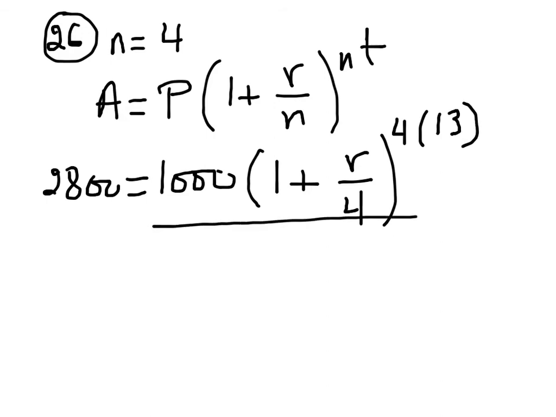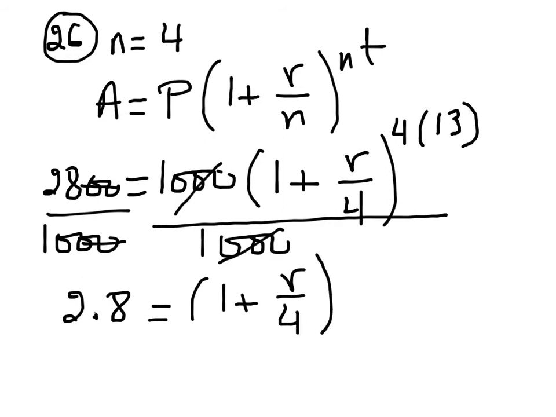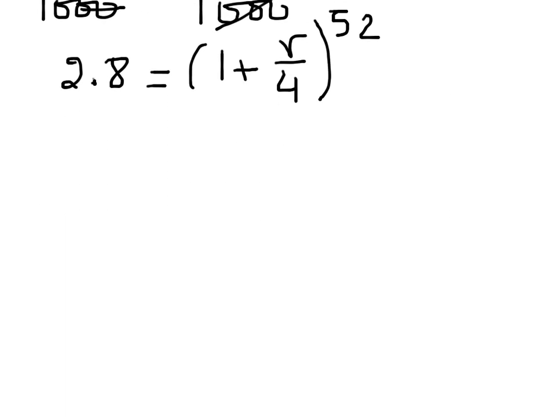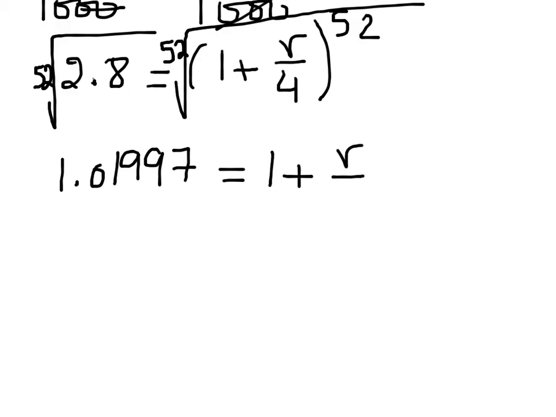And so to solve for r, I want you to divide by 1,000 on both sides, and this is going to give us 2.8 is equal to (1 plus r divided by 4) raised to the 52. Now we're going to solve for r. We are going to take the 52nd root of both sides. And so this one here gave me 1.01997, and this gave me 1 plus r over 4.